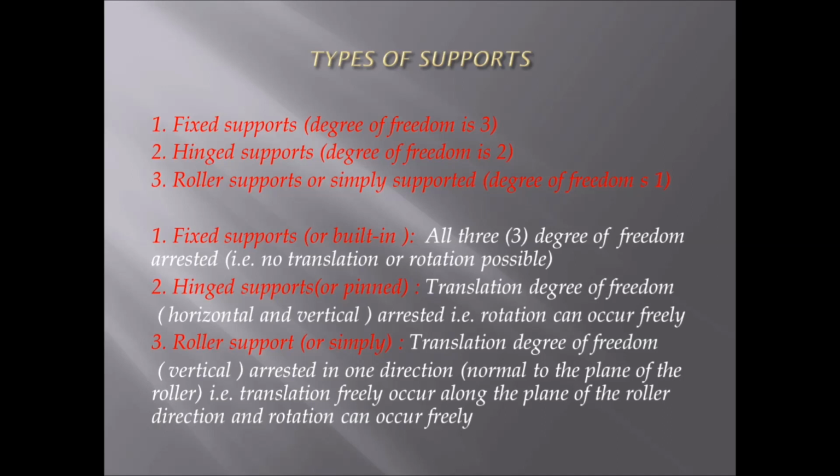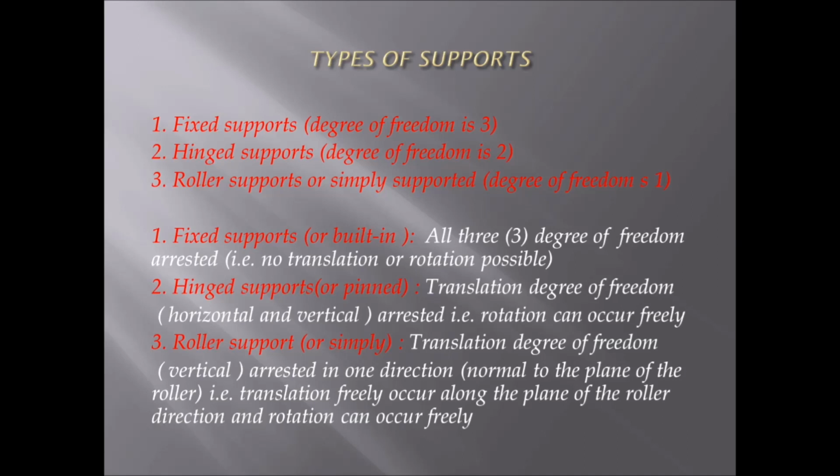What does a fixed support mean? Whenever a load is acting on that member, three reactions will be generated: vertical, horizontal, as well as the moment. All three degrees of freedom are restrained, that is, no translation or rotation is possible in the fixed support. The second is the hinge support. Translation, that is horizontal and vertical forces, is arrested, but rotation can occur freely in the hinge support.